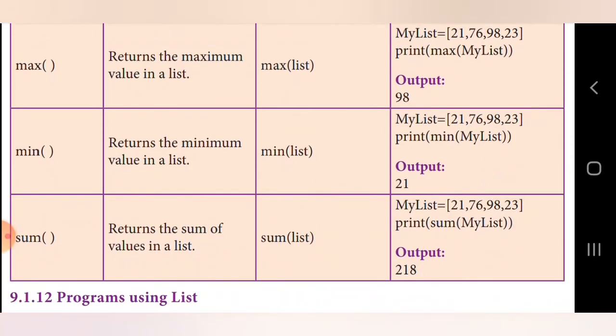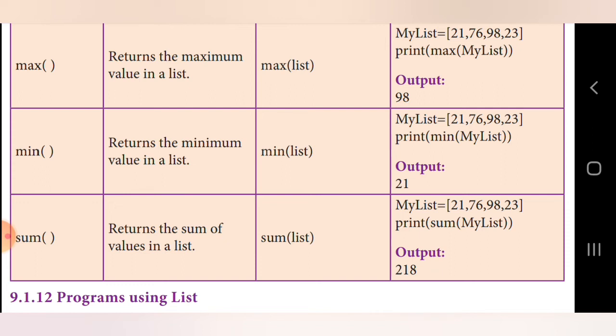Okay, now we move to the next function, max. This max function is used to return the maximum value in a list. So which one has a maximum value? From the list of elements, you have to find which one has a maximum, that is, the largest value present in the list. For that we are using the function max. The general syntax for max function is max, within brackets, you have to specify the list name. Now you can see the example, my list is equal to 21, 76, 98, 23. So totally 4 elements are present in this list.